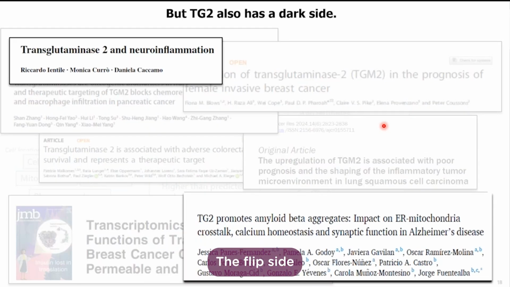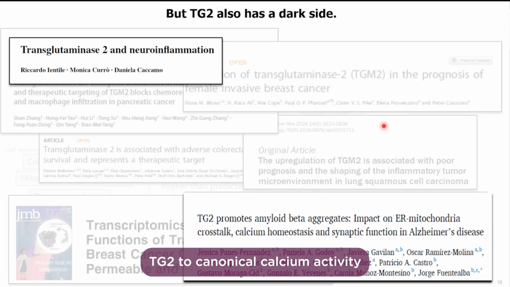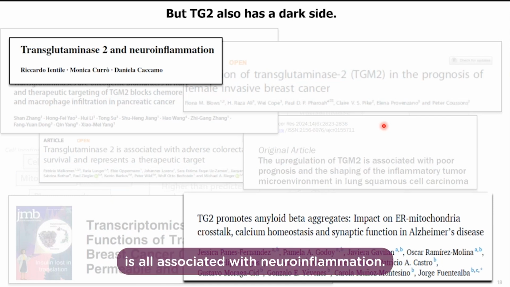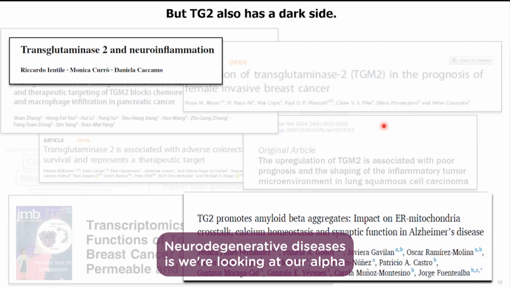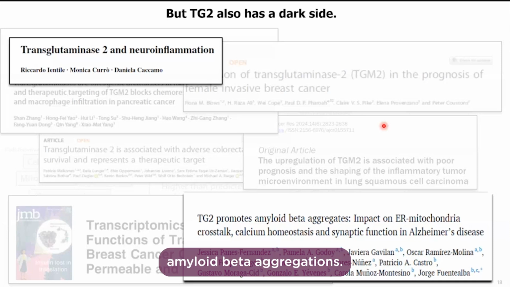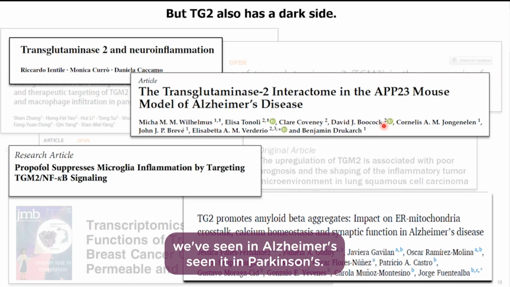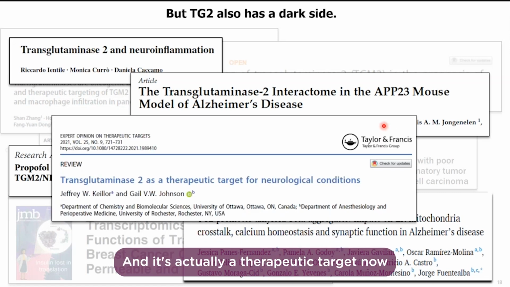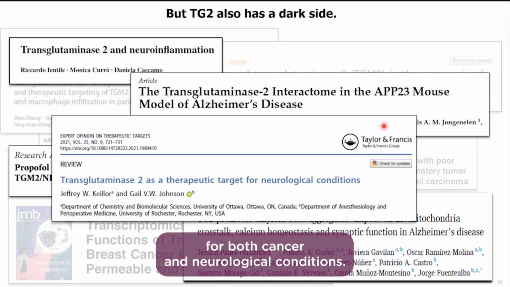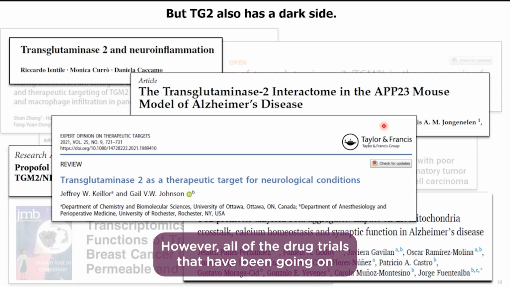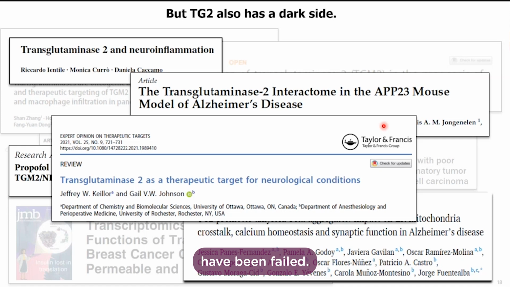On the flip side, TG2's canonical calcium activity is all associated with neuroinflammation and neurodegenerative diseases. Okay, so we're looking at amyloid beta aggregations. We're looking at the neuroinflammation. We've seen it in Alzheimer's, we've seen it in Parkinson's, and it's actually a therapeutic target now for both cancer and neurological conditions. However, all of the drug trials that have been going on have failed, right?